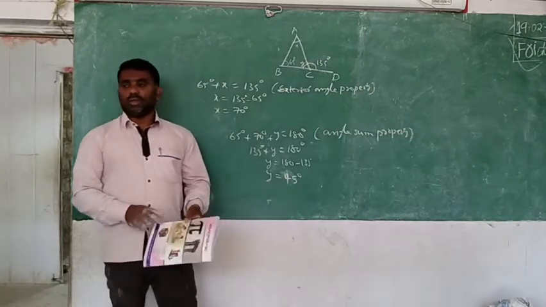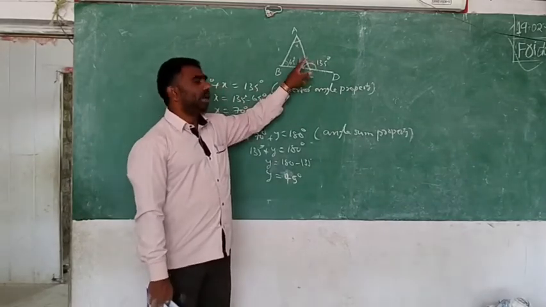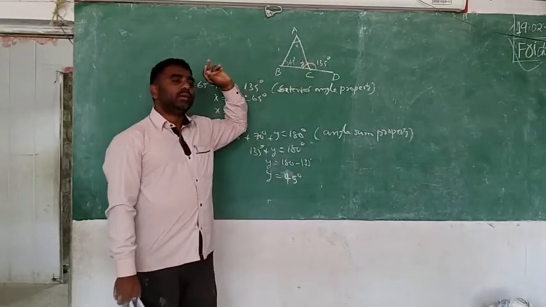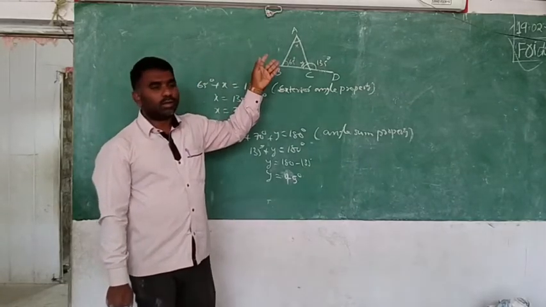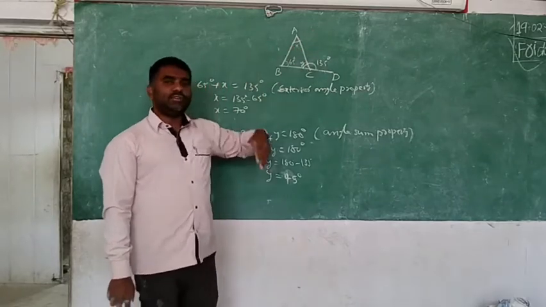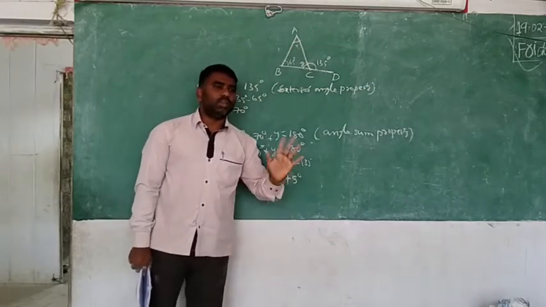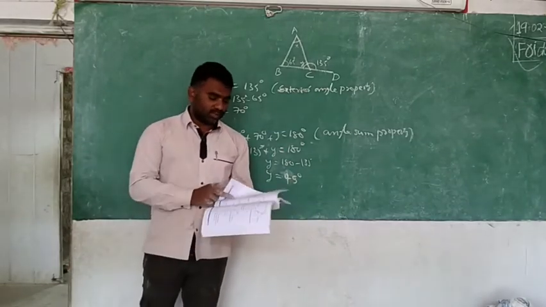Okay, different methods. You can do it like this, or I can add both and get 180, and then I will get the y value. Like that also you can find it. After getting that, you can find the other one. However it may be, we need to find the answer. Okay. Now let us take the exercise.